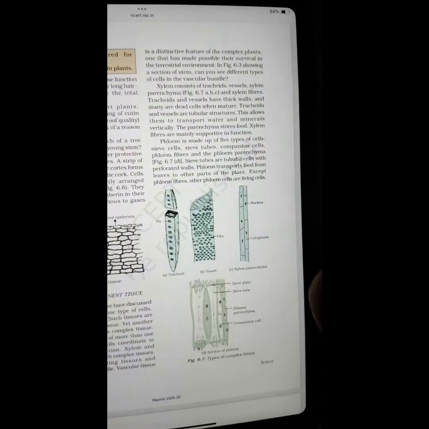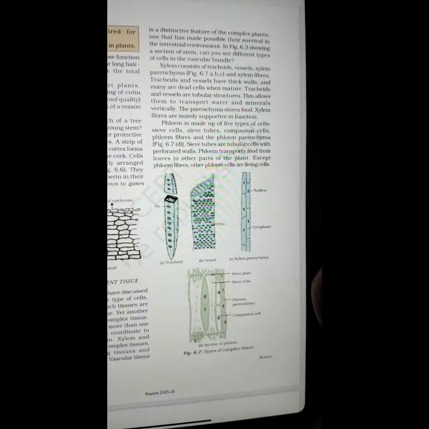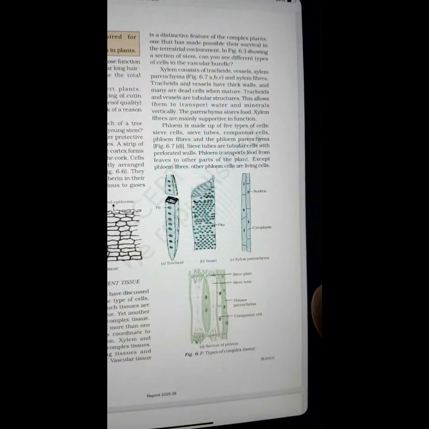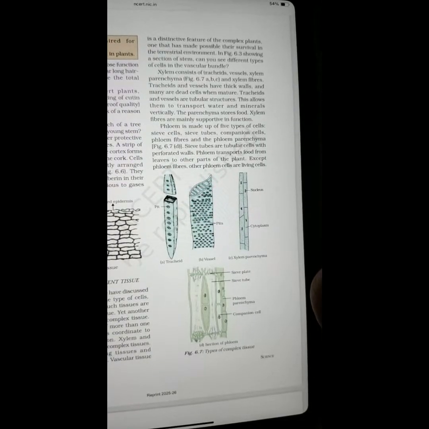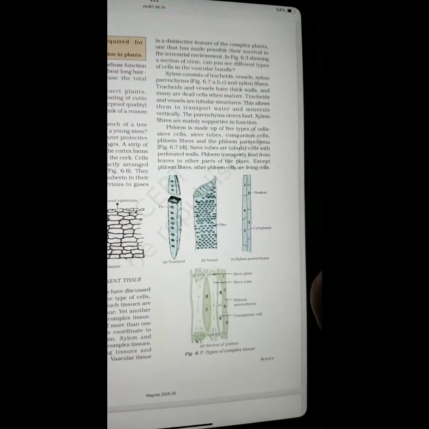So A is showing you the tracheid, B is showing you the vessel, C is showing you the xylem parenchyma, and figure 6.7 D is showing you the section of phloem, and figure 6.7 is showing you the types of complex tissue. So we are done with this page as well.